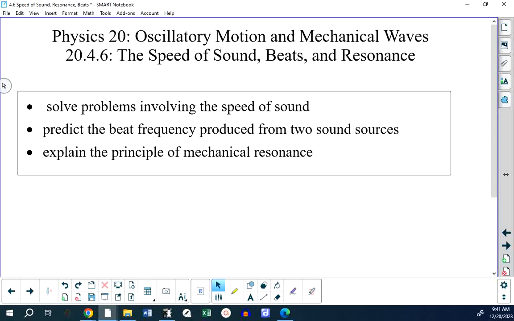So as well as determining how we can work with the speed of sound, as well as learning about what's called resonance, we're also going to be talking about beat frequencies. And most of this today deals with sound. There's a little bit that's not sound related, but most of it is now dealing with sound waves.